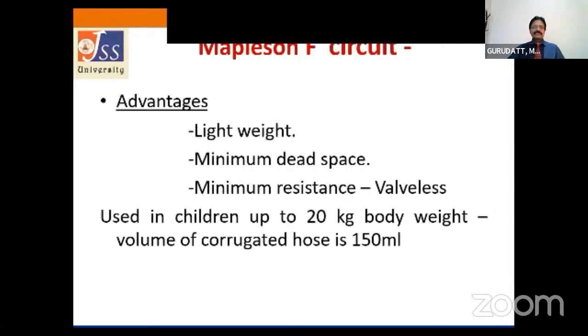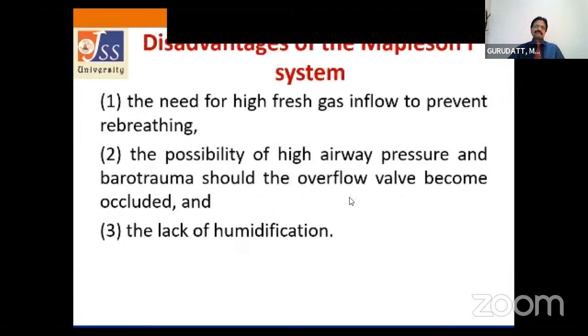So what are the disadvantages of that? It needs high fresh gas flow. As I said, 3 liters is the minimum. If there is any occlusion of this overflow valve, there can be barotrauma, and usually there won't be any humidification of the gases with this system.